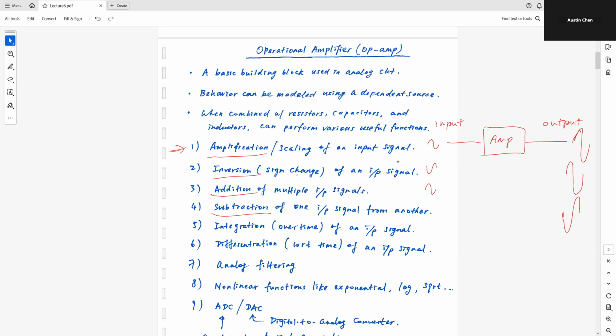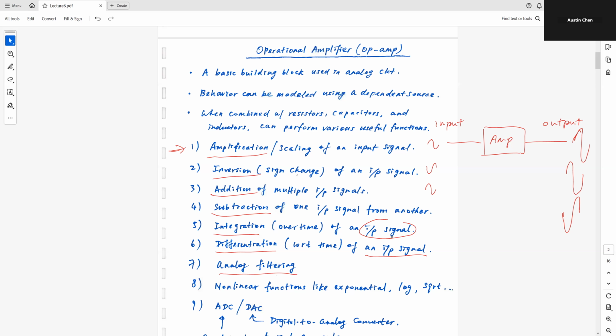Mathematically, what I can also do here is integration. So it's an integral, just like your mathematical operation. You do an integral of your input signal, and I can also do differentiation by taking the derivative of your input signal. When you hook up your op-amp with the right passive components, such as resistors and capacitors, you can also perform analog filtering. So you can have a low pass filter, high pass filter, band pass filter, and so forth.